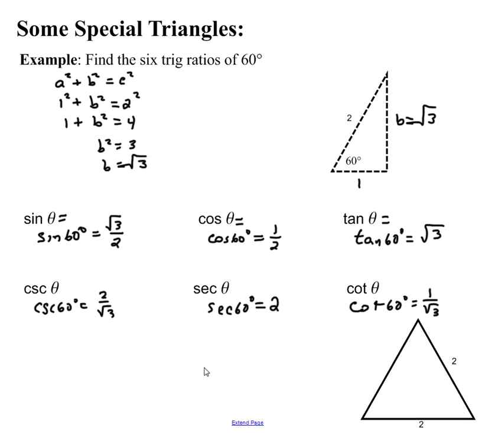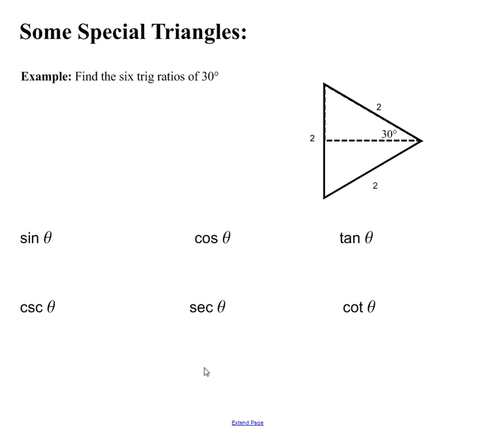All right, well, that seems like a ball of laughs. Let's try the next one right here. What about 30 degrees? Well, 30 degrees is in fact exactly the same problem that we had before when we were dealing with our trigonometric ratios for 60 degrees.